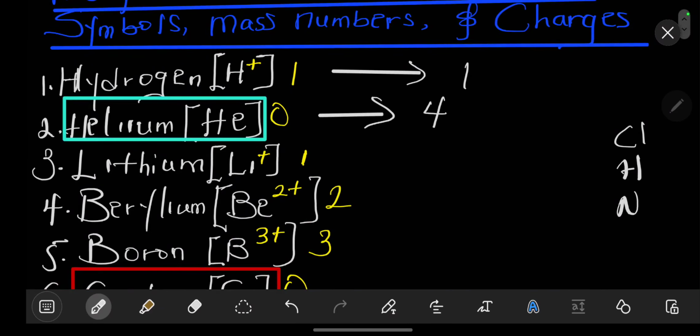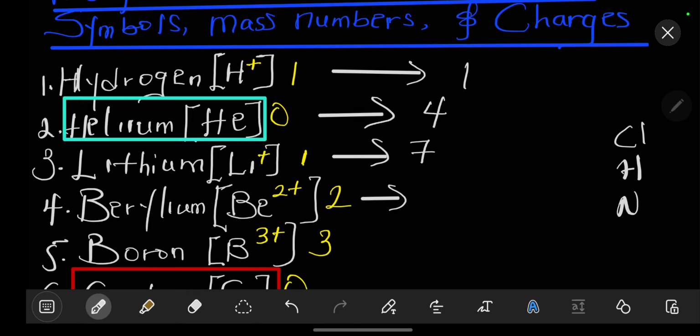Then lithium is number 3. So 3 is an odd number, and so we have to multiply that 3 by 2 and add 1 to it. So lithium becomes 3 times 2 plus 1, and that gives me 7 as the mass number of lithium. So beryllium is 4. And of course, 4 is an even number.